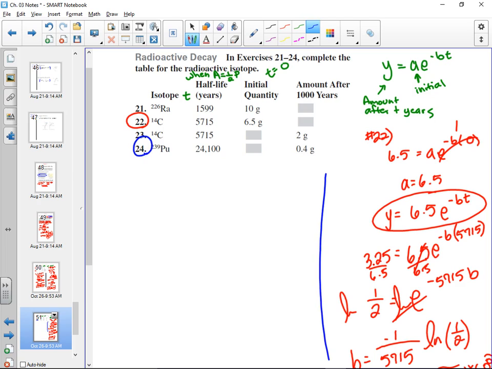So we can go ahead and say, all right, so we know 0.4 is how much is left. Oh, I don't know the initial. I know there's supposed to be an E. I don't know him, but I know 1,000 years. Okay. What does the other clue tell me?